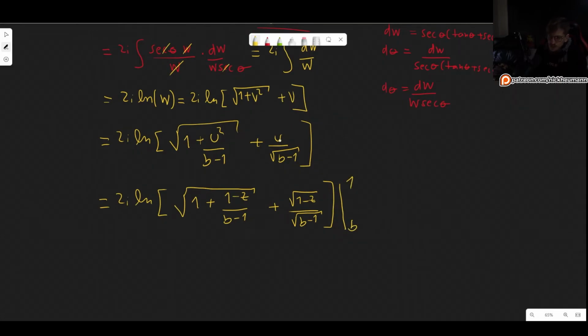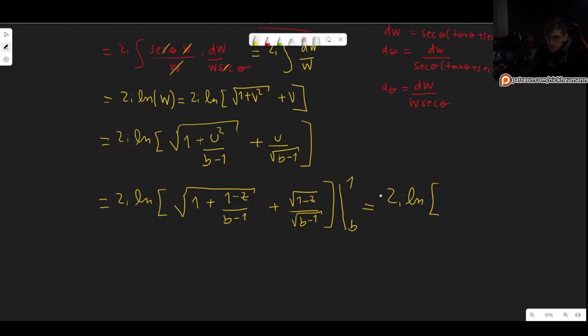I guess we could have done it with u. It doesn't really matter. So here is the situation we are in. But what happens if we just plug it in? If we plug in 1, we get 2i natural log of the square root of 1, plus, by plugging in 1 here, 1 minus z, which is 0. So we simply get the natural log of 1, which is 0. So the first endpoint is 0.